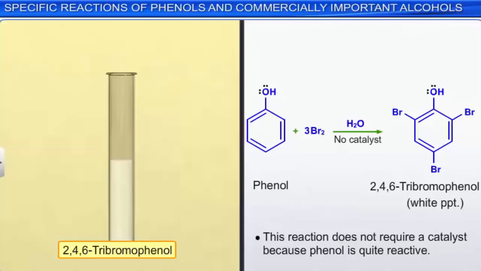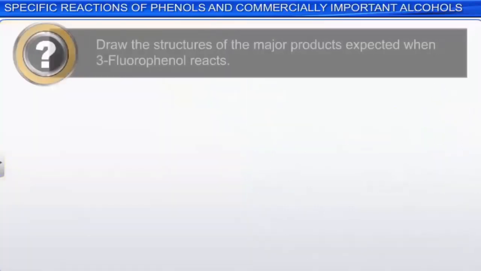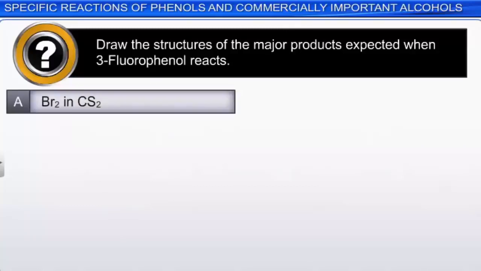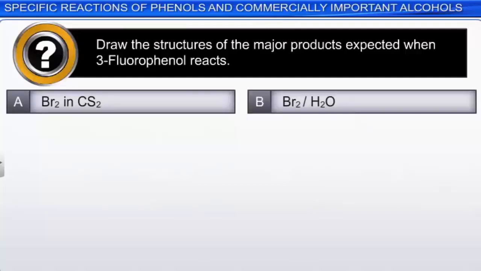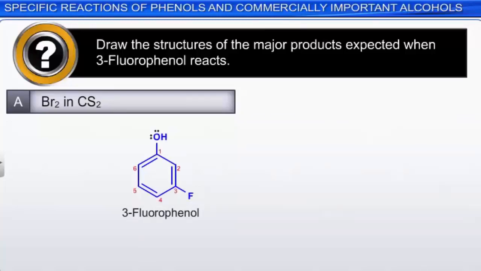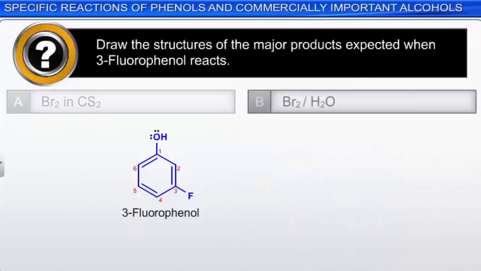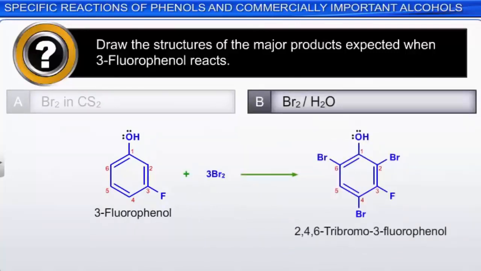Can you solve this problem on your own? Draw the structures of the major products expected when 3-fluorophenol reacts with bromine in carbon disulfide, and with bromine water. You should recognize that the reaction conditions for part A result in monobromo derivatives. 2 isomers will form, but 4-bromo-3-fluorophenol is expected to be the major product. In part B, the reaction conditions favor multiple substitutions. 2,4,6-tribromo-3-fluorophenol will be the major product.